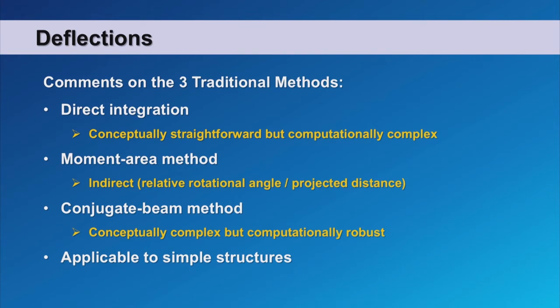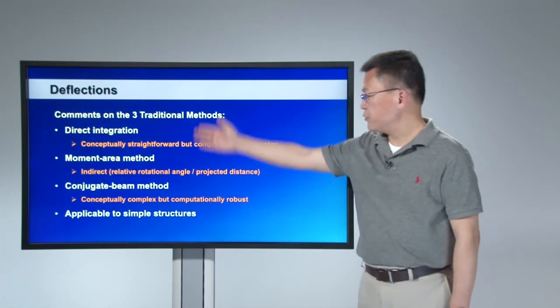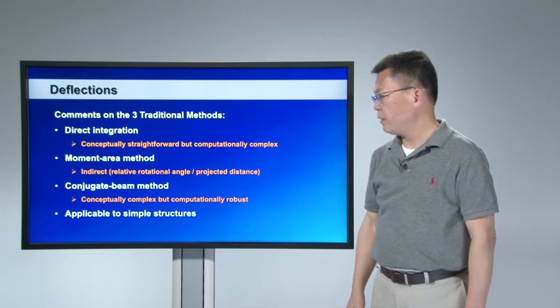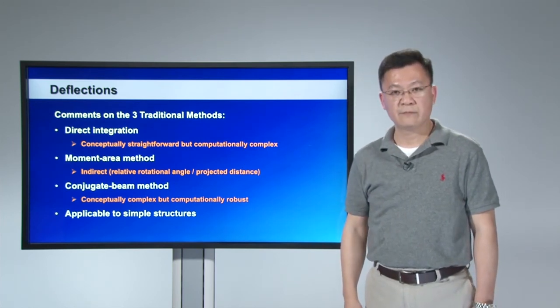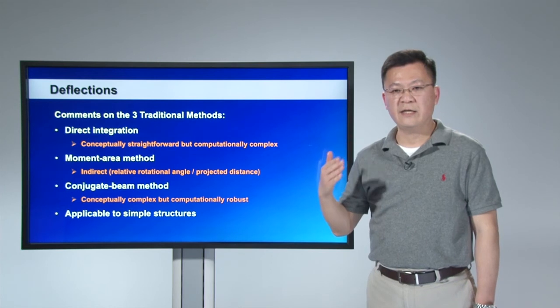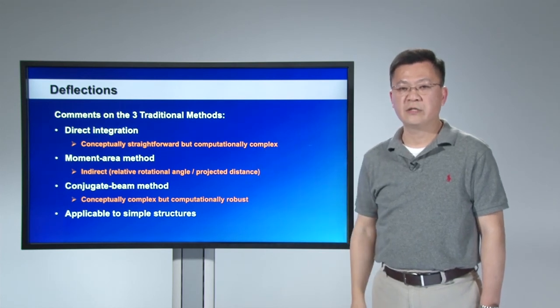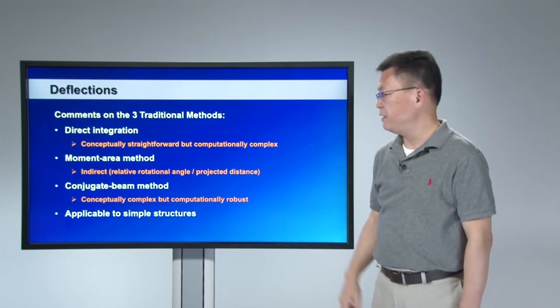The third method is the conjugate beam method. This method is conceptually complex but computationally very robust because it relies on equilibrium calculations. Note that all these three methods can be applied to simple structures. But when you want to extend them to more complicated structures, these methods might be very difficult.